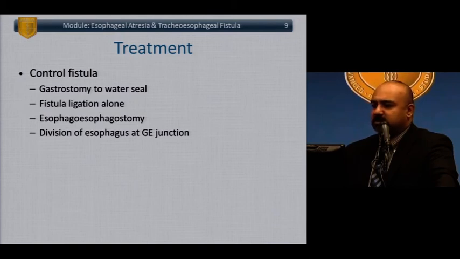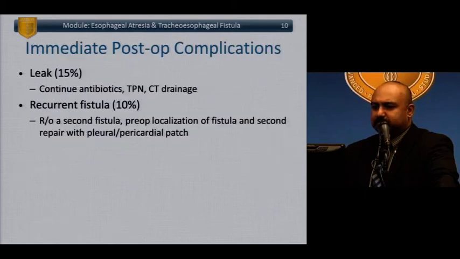So you'll ligate the fistula and you'll bring the two ends of the esophagus together. It's an interrupted, single layer anastomosis, and you can do this either thoracoscopically or open. In very severe cases where you can't control it, some people have described division of the esophagus at the GE junction. That's an extremely rare circumstance. So either fistula ligation alone or the combination procedure, fistula ligation plus esophagostomy, are the two most common things that we can do. Post-op complications, leaks are very common.